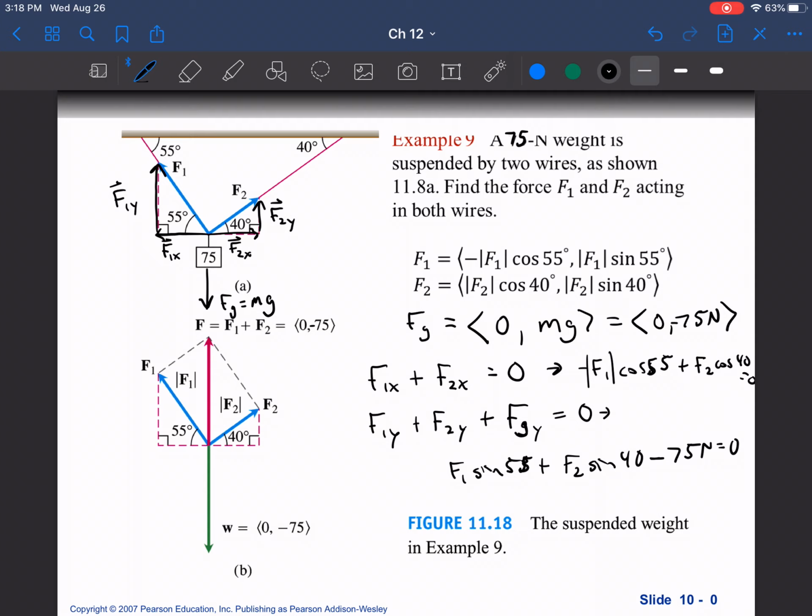And so then you can go through and start solving for F1 and F2, because you have two equations with two unknowns there. Then you can solve for what the F1 and F2 magnitudes are and what the forces are. And yep, that's it for this section.